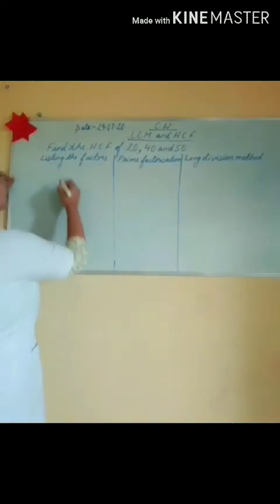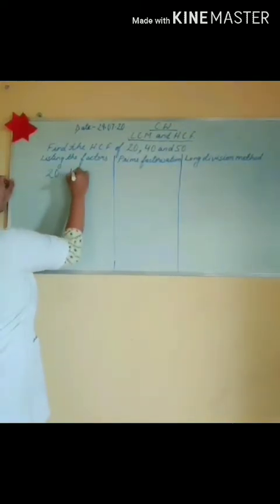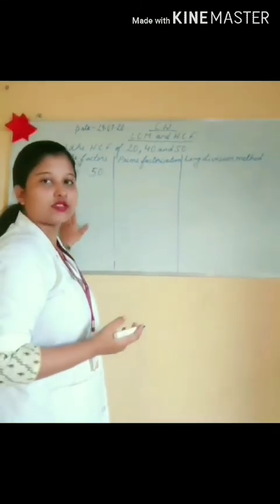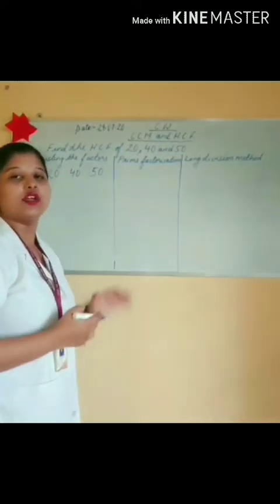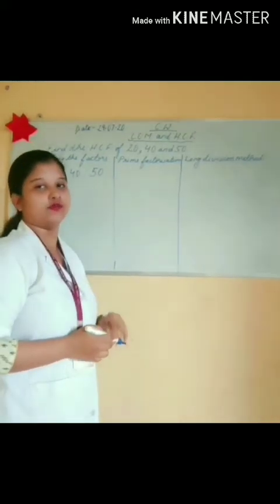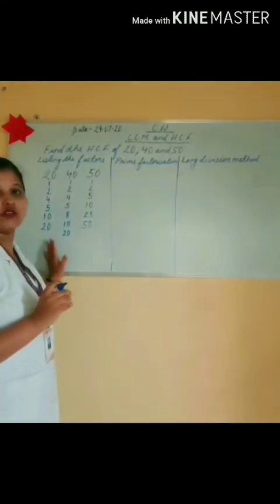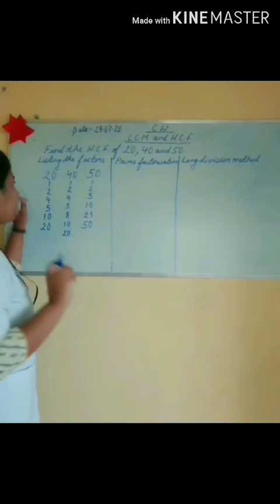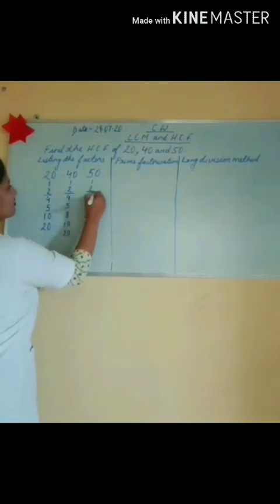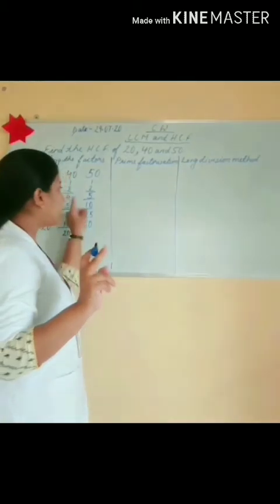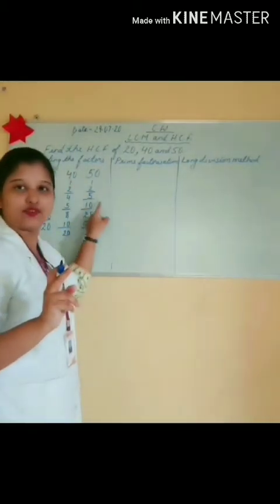So here we will write the numbers 20, 40 and 50. Now what I will do, I will write all the factors of 20, 40 and 50 and then figure out the highest common factor of 20, 40 and 50. Now students, I have written all the factors of 20, 40 and 50. So let us underline the common factors. 2, 5 and 10.